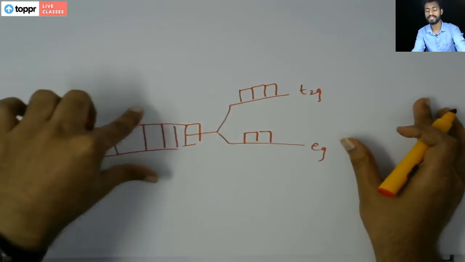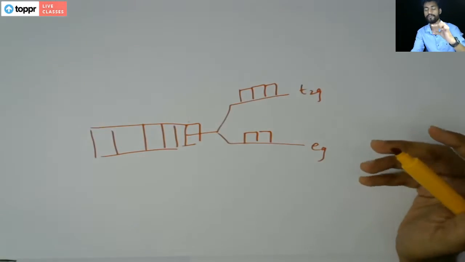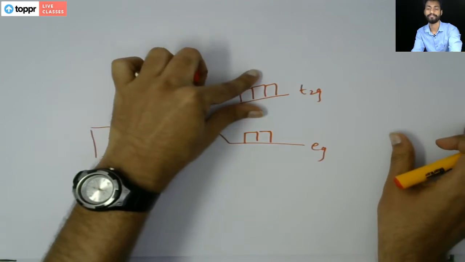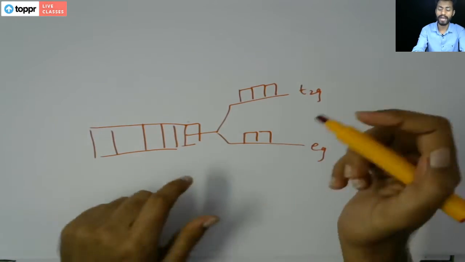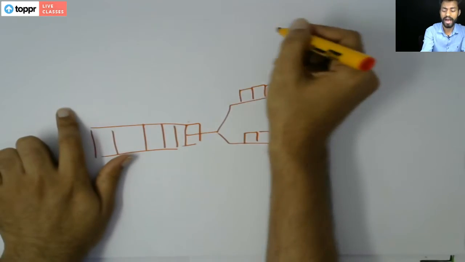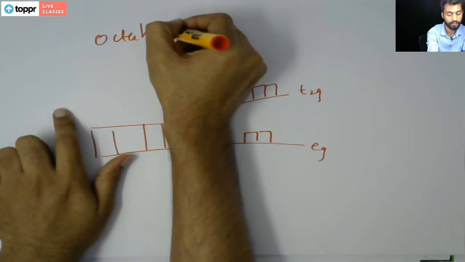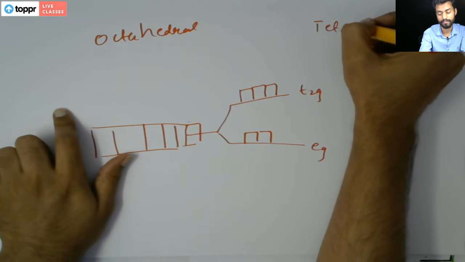One by one we will see how the filling of electrons on all these newly formed orbitals, which we call split orbitals, is done. So there can be 2 types of orientation. Basically we have octahedral complexes and tetrahedral complexes.